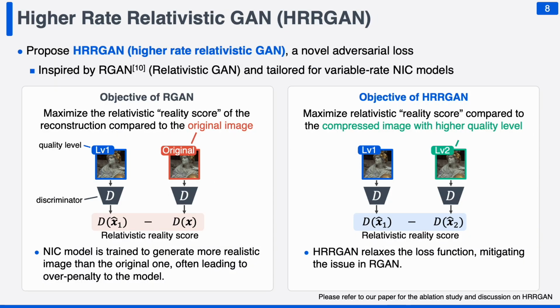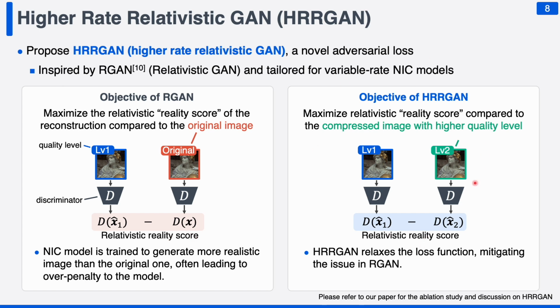Next, I explain our novel adversarial loss, higher rate relativistic GAN, HRR GAN. It is inspired by relativistic GAN, RGAN for short, but tailored for variable rate neural image compression. In RGAN, the objective is to maximize the relativistic reality score of the reconstruction compared to the original image, like this. So the NIC model is trained to generate a more realistic image than the original one, and we found that this often leads to excessive penalty for the NIC model, especially at low bitrate.